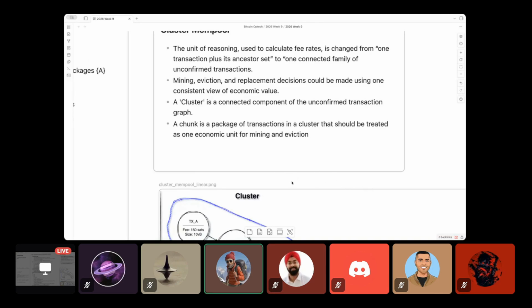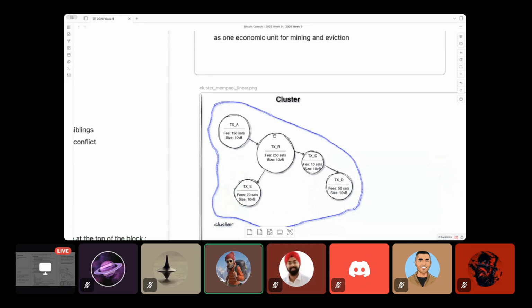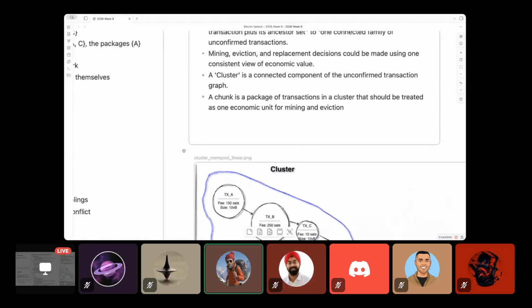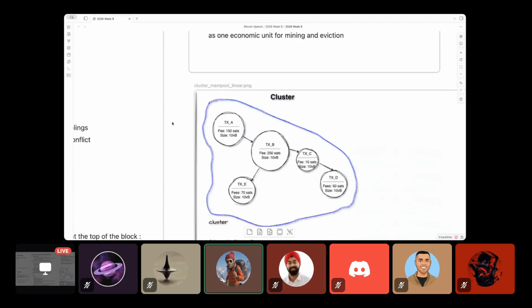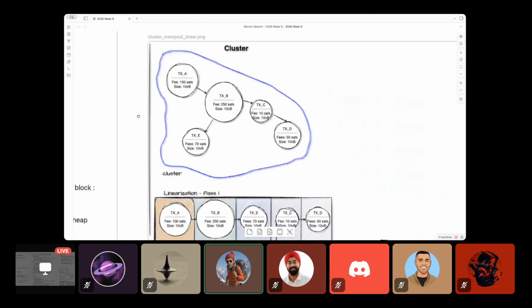The other thing is that earlier we used to calculate ancestor fee rate set and descendant fee rate set, but when it comes to clusters, you'll be able to reason with just one single metric within the cluster. You don't have to calculate two different things and then check whether they are conflicting with each other in some form or the other. So that is another idea that clusters bring in. We'll look at how clusters are processed.